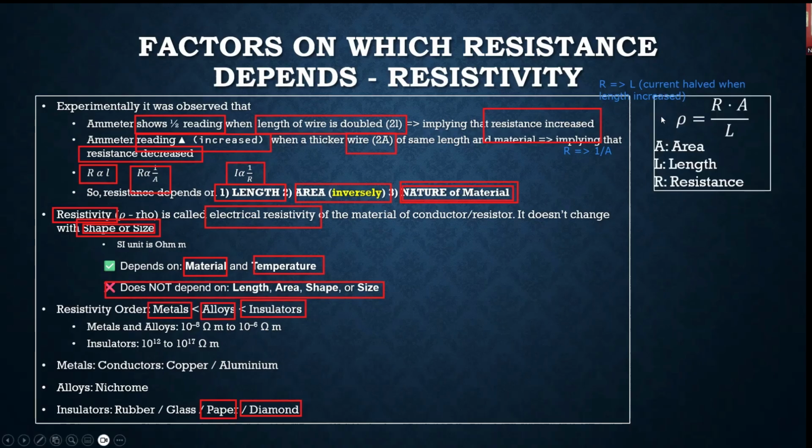So this is the formula you need to remember for resistivity. Resistivity formula is resistance, R. R is resistance. A is the cross-sectional area and L is the length.